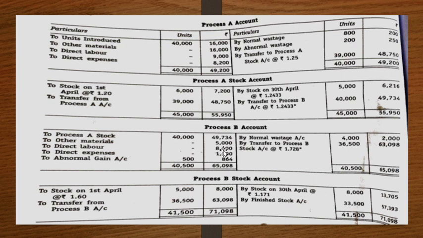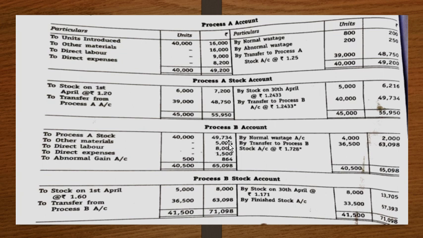For 500 units, 1.728 into 500 will give you 864.36. When you are doing your process account, please don't take the decimal point, just take the number before the point. So you will take 864. Now you have your total units. The balancing figure will always be the amount which will be transferred to your next process.